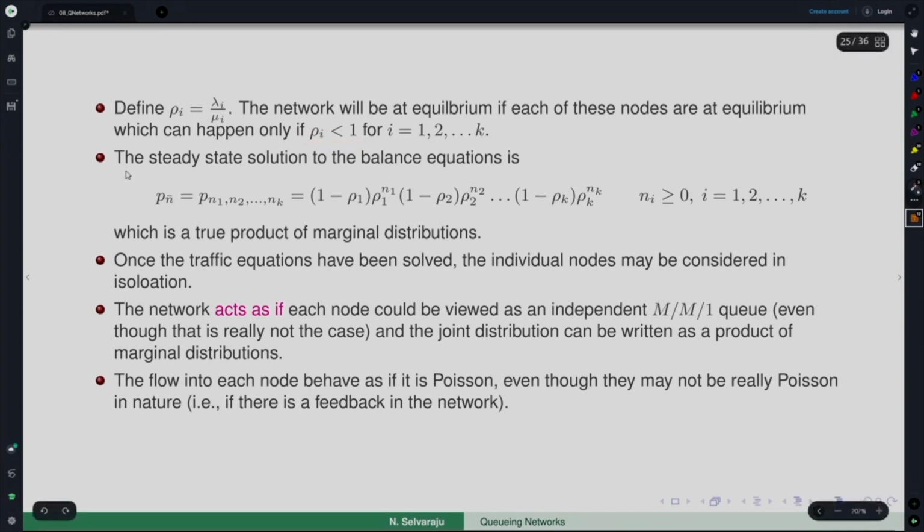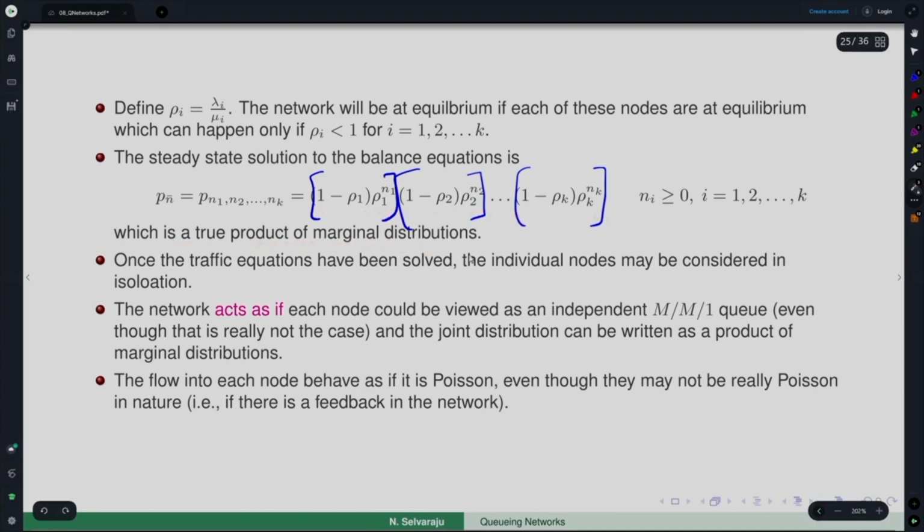Then the steady state solution to the balance equation, as given by Jackson, is P(n bar), which is P(n1, n2, ..., nk), equal to this quantity. You can see here that this is a true product of the marginal distributions. The C times rho 1 to the power n1 and so on, where C actually factors into the product of 1 minus rho i's, and hence this factors into this.